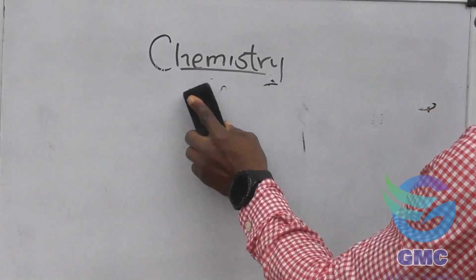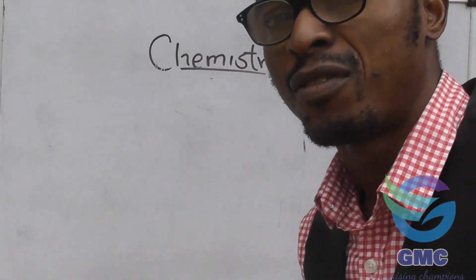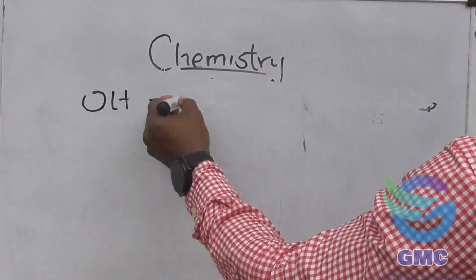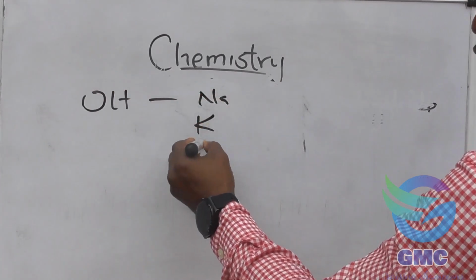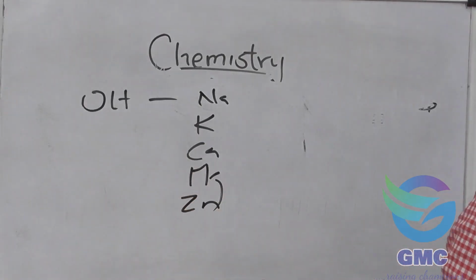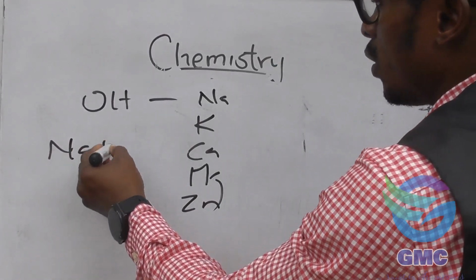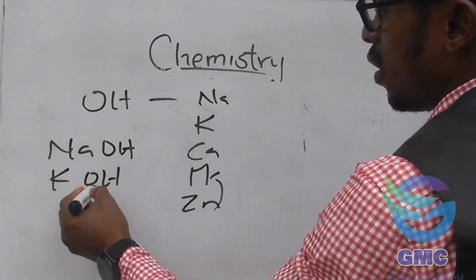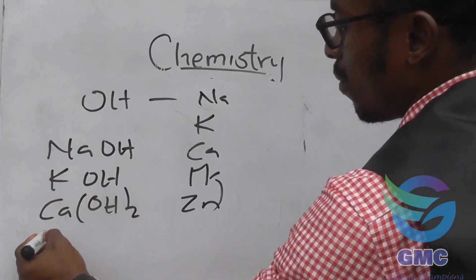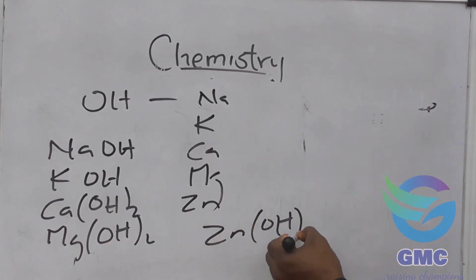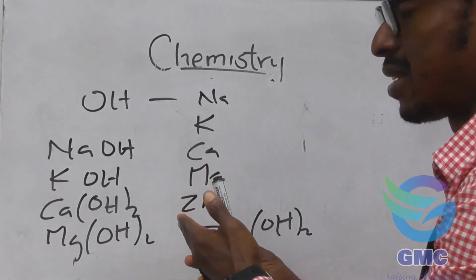The next one is when we have hydroxide combined with any other metal, then we have a base again. Just think of any other metal like sodium, potassium, calcium, magnesium, zinc, etc. What we have is sodium hydroxide, potassium hydroxide, calcium hydroxide, magnesium hydroxide, and zinc hydroxide. What we have also is a base.